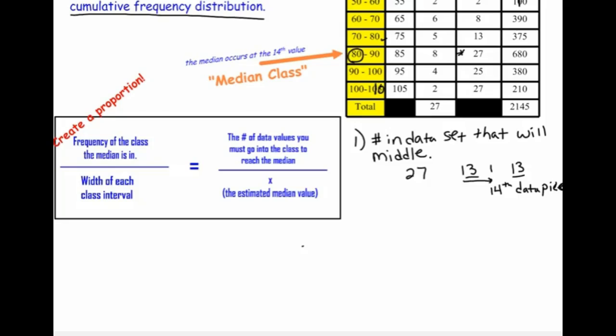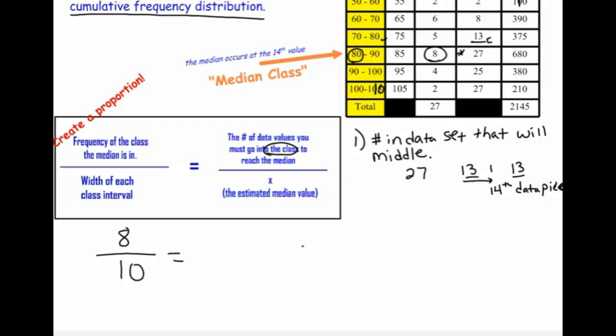All right, so I'm going to take the frequency of the class the median is in. The frequency in that median class is 8. There are 8 items in that range from 80 to 90. Now I'm going to look at the width of that class interval. Every width of the class interval is 10. And I'm going to set that equal to the number of data values you must go into the class to reach the median.